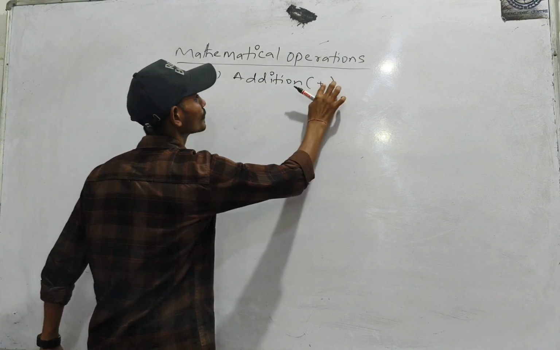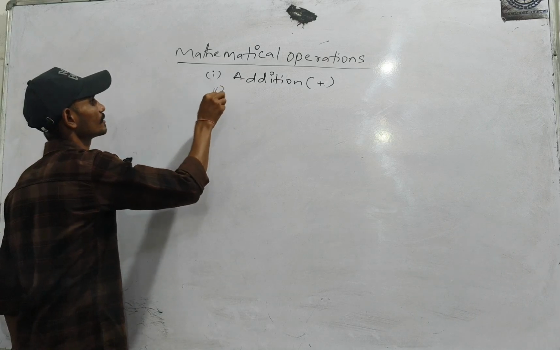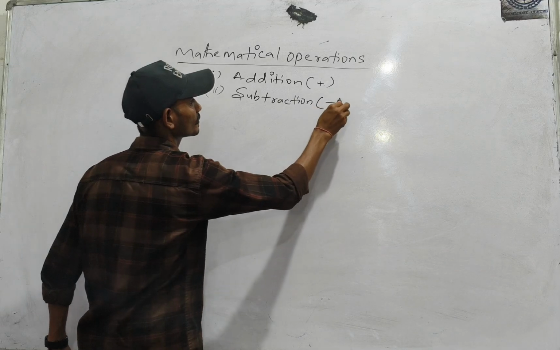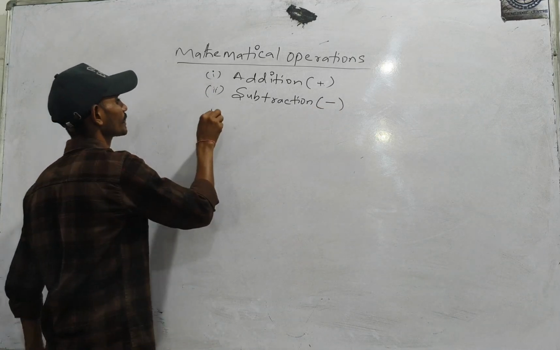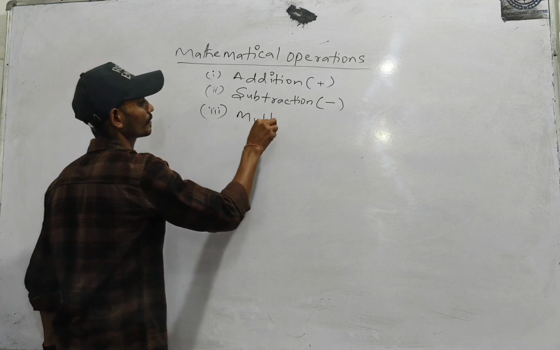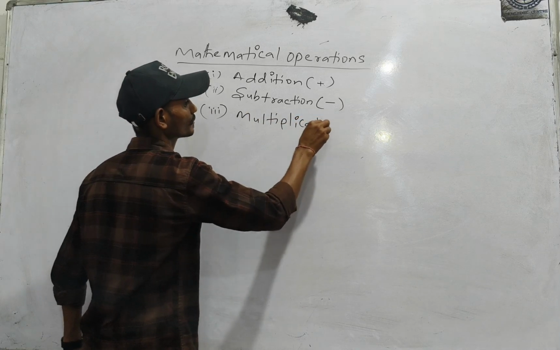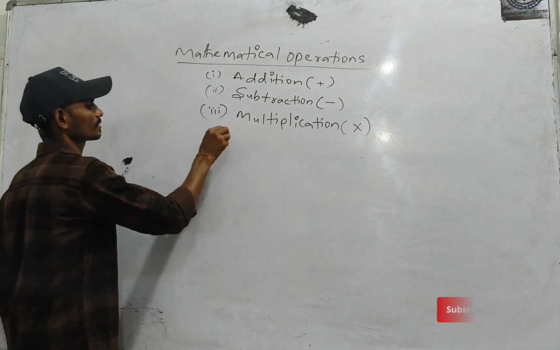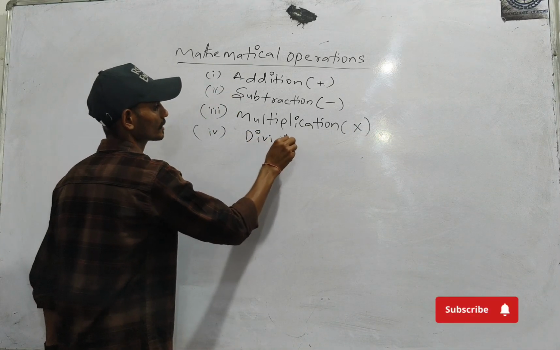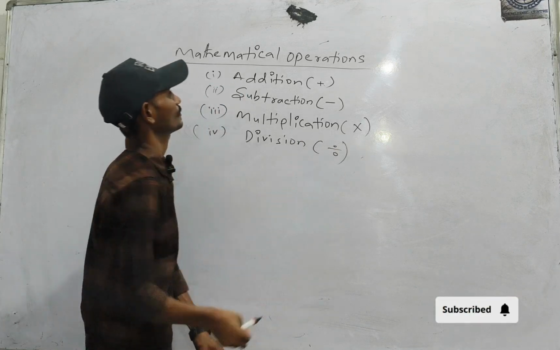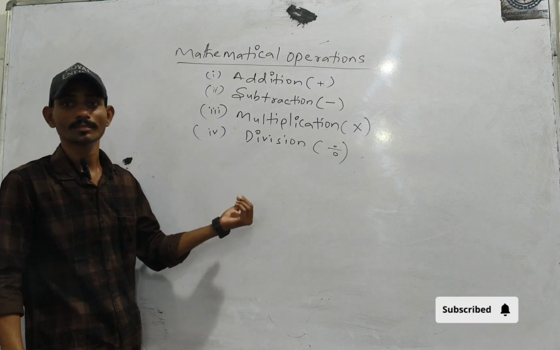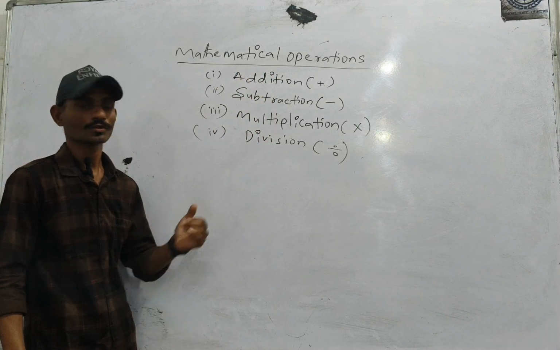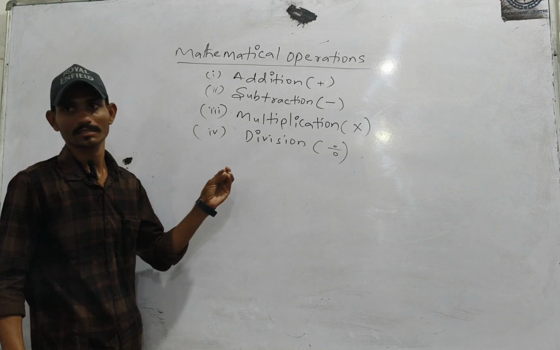and their symbols also. This is the plus symbol. Next, subtraction. This is the minus, negative sign. Next, multiplication, and their symbols. Next, division. There are only four operations in mathematics: addition, subtraction, multiplication, and division. Without these four operations, there is no math.